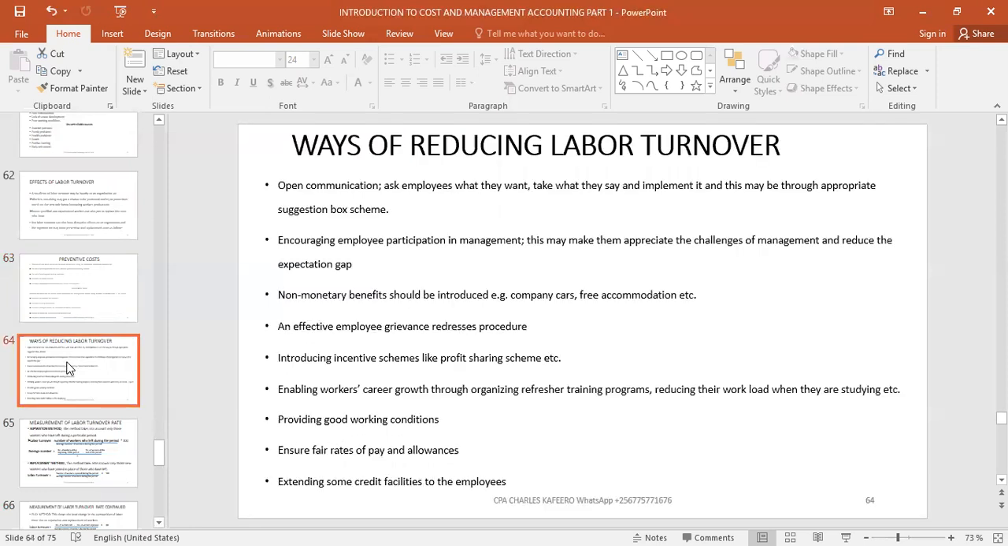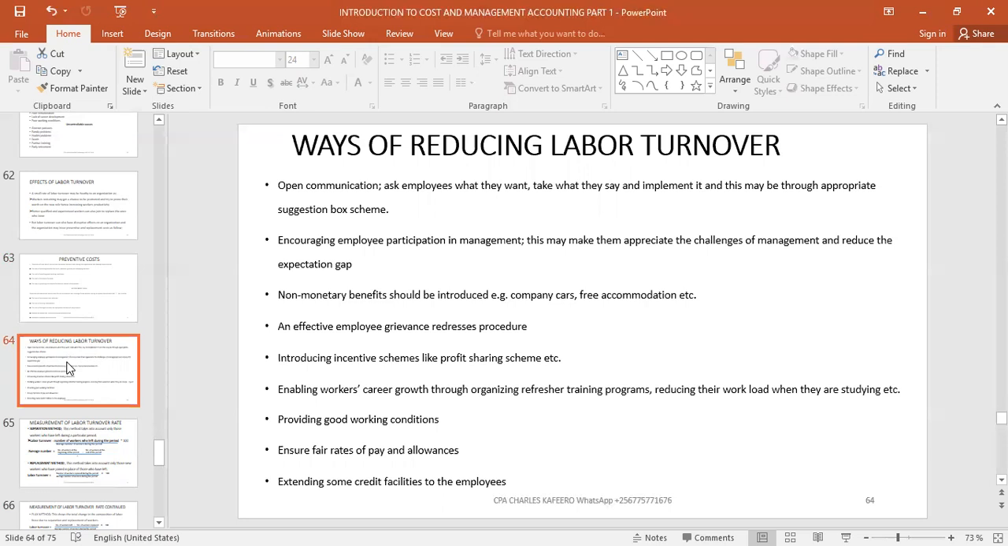So let me give you the general ways of how we can reduce the labor turnover. I know you can give out some of these because we have been talking about them and they are the same things, but here we are just giving them in general.